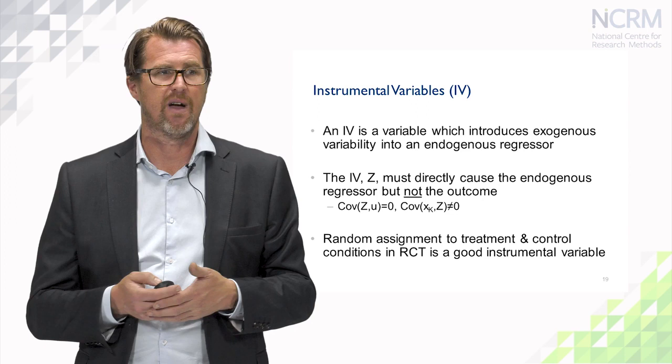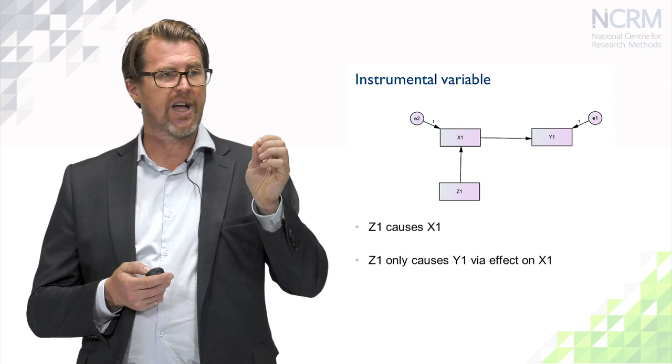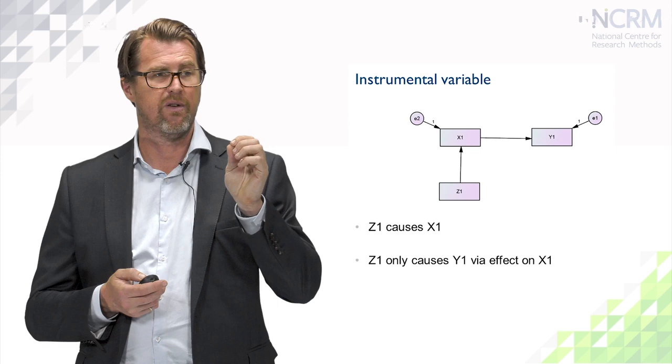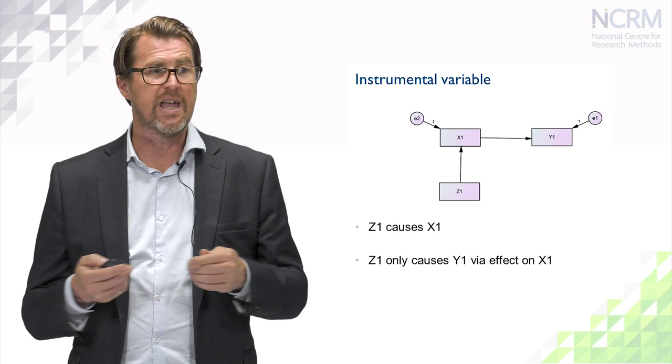randomization type of variable. So this is what we're looking for in terms of a path diagram here. We've got an endogenous regressor X1, and we need an instrument, which is Z1 here, which causes X1, but doesn't cause Y1 other than through its effect on X1. So you can see it has an indirect effect on Y1, but not a direct effect. So this would be an instrumental variable.